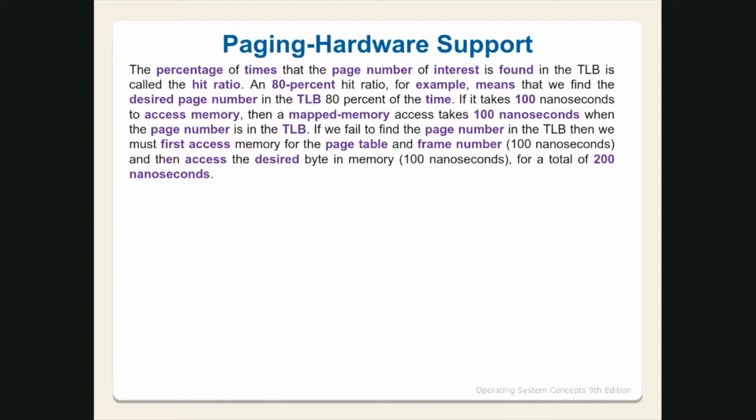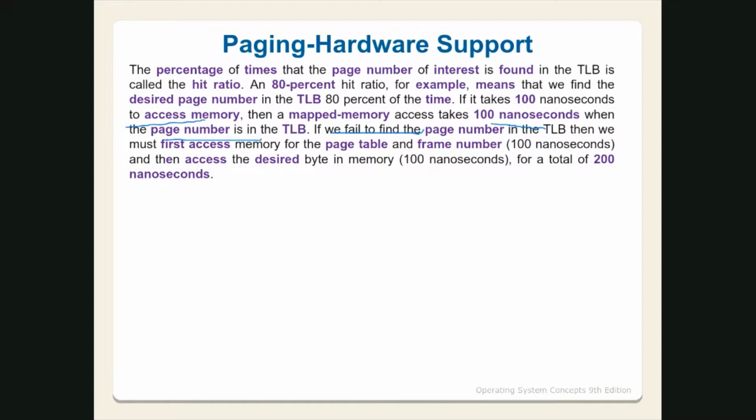An 80% hit ratio means 80% of the time I find it in the TLB, but 20% of the time it's missed in the TLB. That's the meaning of an 80% hit ratio. So it's mentioned here, the desired page number is found 80% of the time. Let's assume that if it takes 100 nanoseconds to access a memory, then a mapped memory access may take 100 nanoseconds when the page is in the TLB.